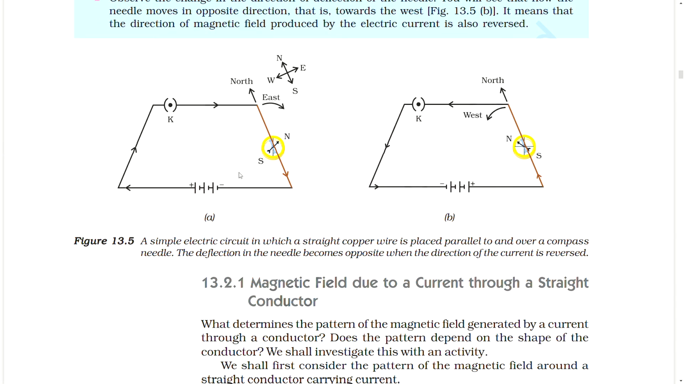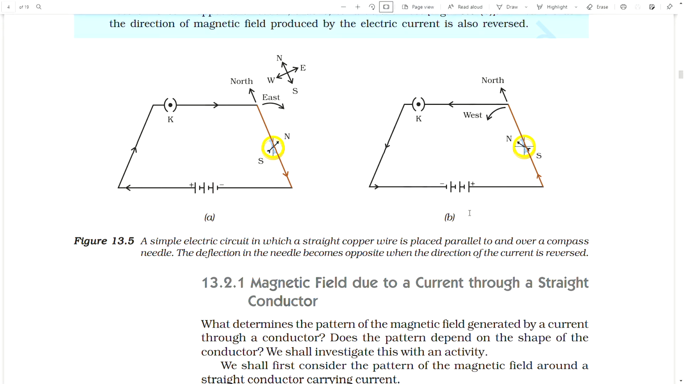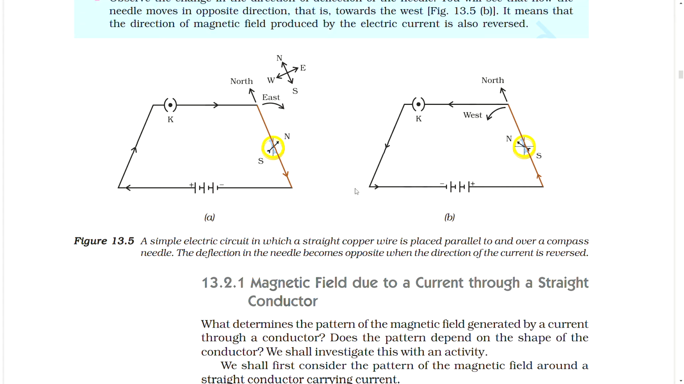Figure A, B. A simple electric circuit in which a straight copper wire is placed parallel to and over a compass needle. The deflection in the needle becomes opposite when the direction of the current is reversed.